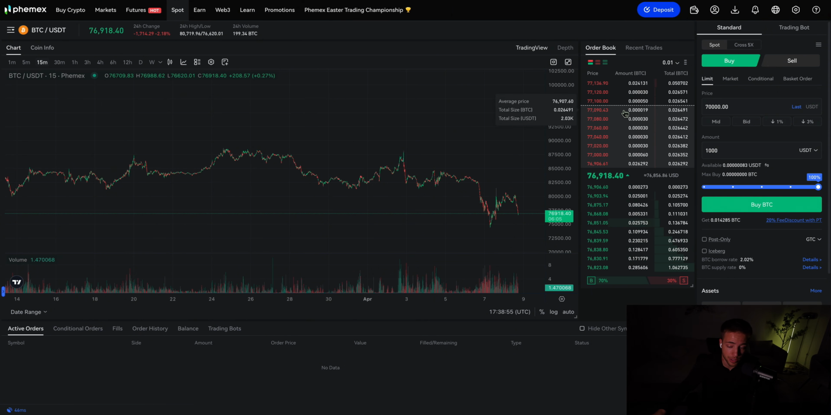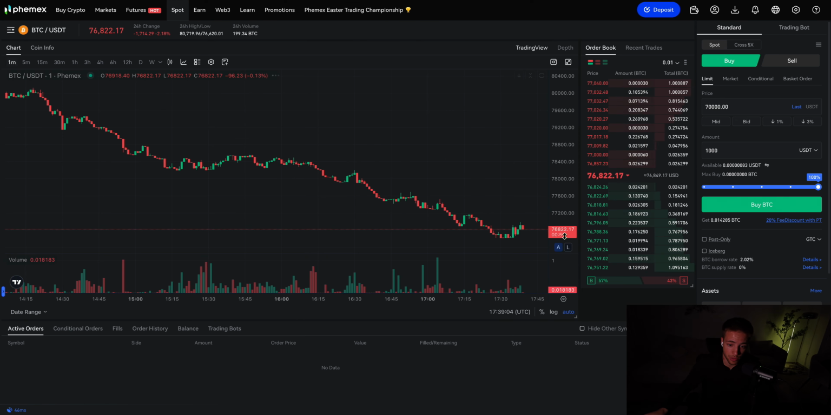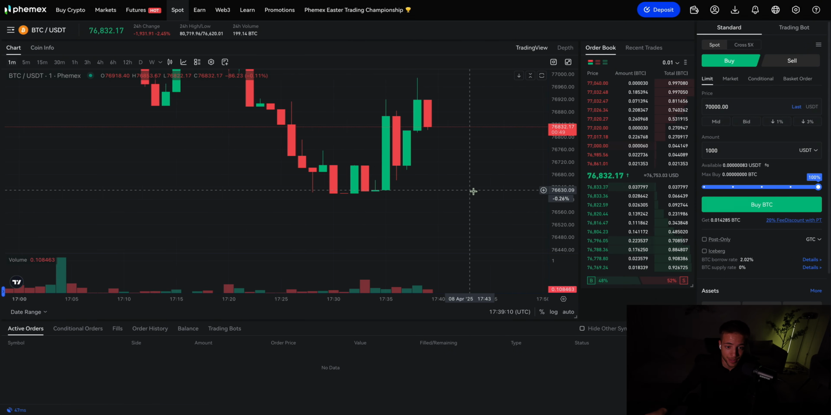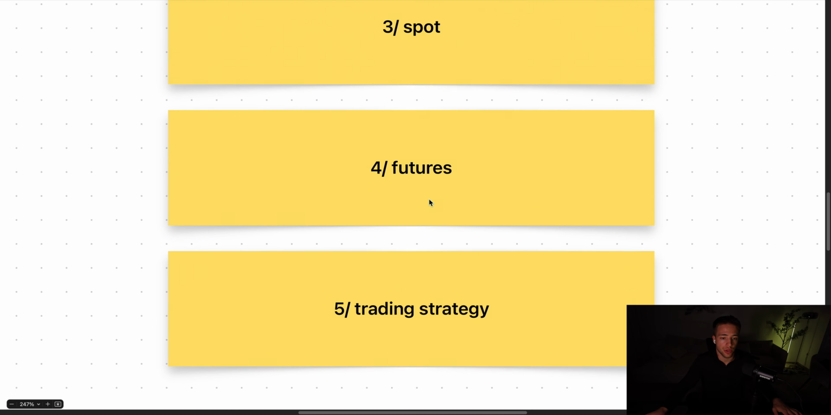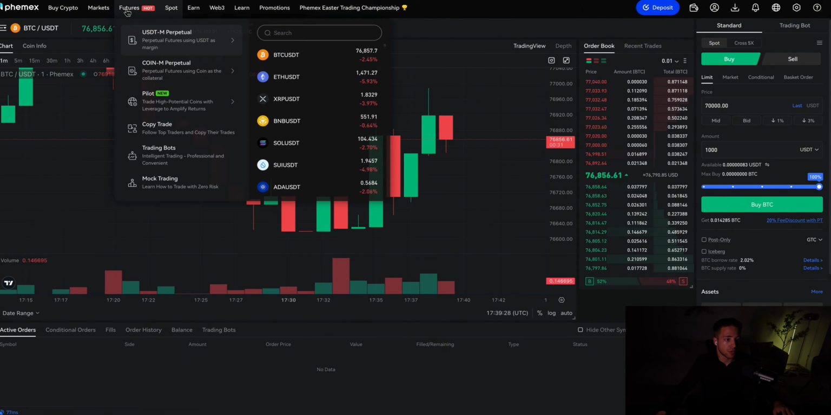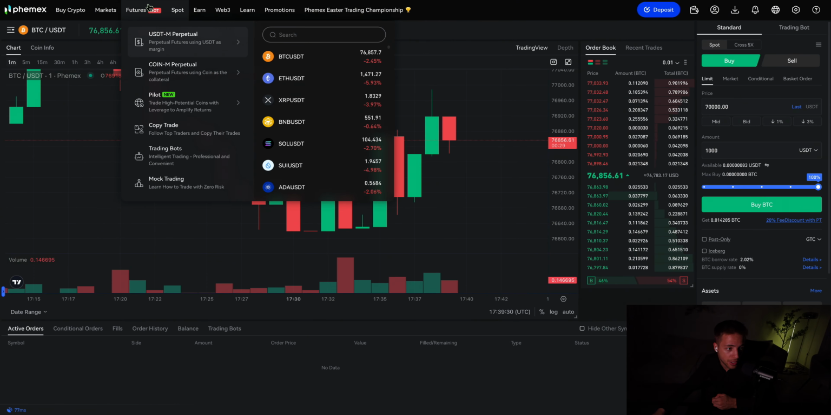Here you can see the latest prices for buy and sell, and as you can see, there is a pressure for buys because we're on the 1M chart and we're going a little bit up, okay? It gives you the latest updates. And now, as we are talking, we go to step number 4, which is futures. For this, we simply need to go here and click futures.